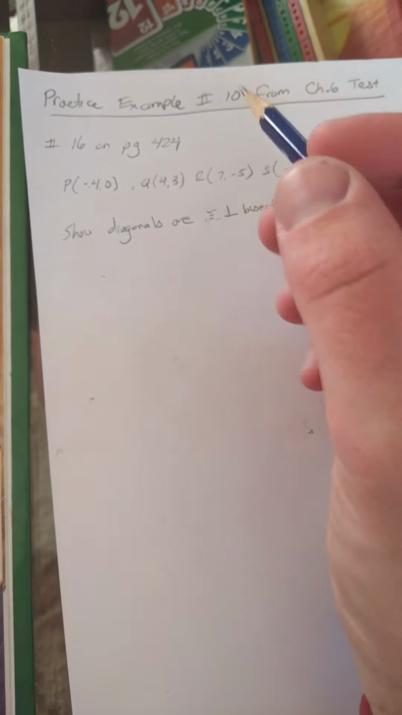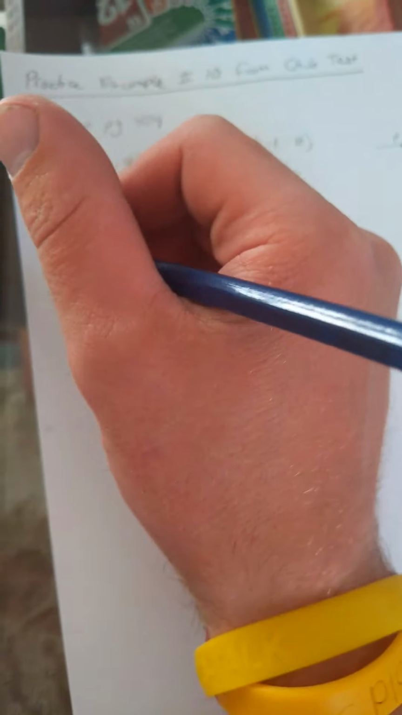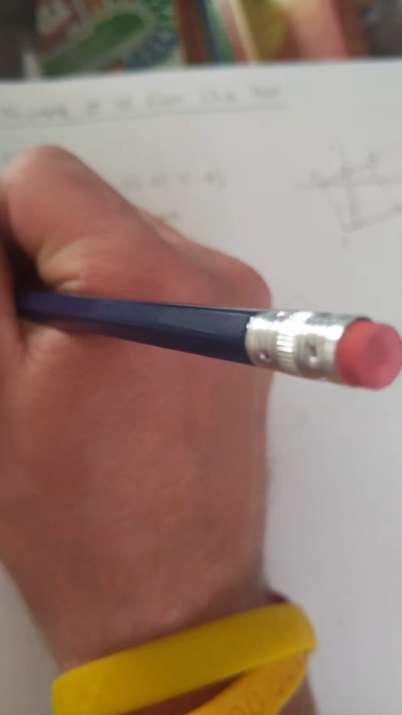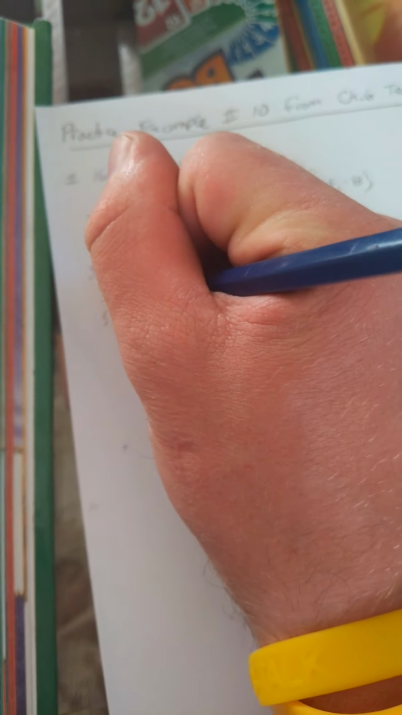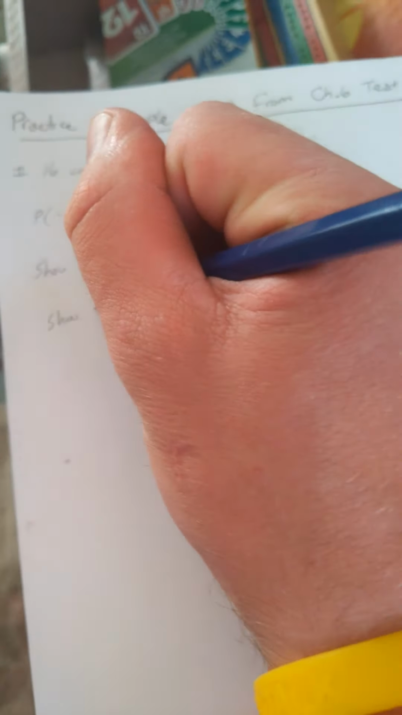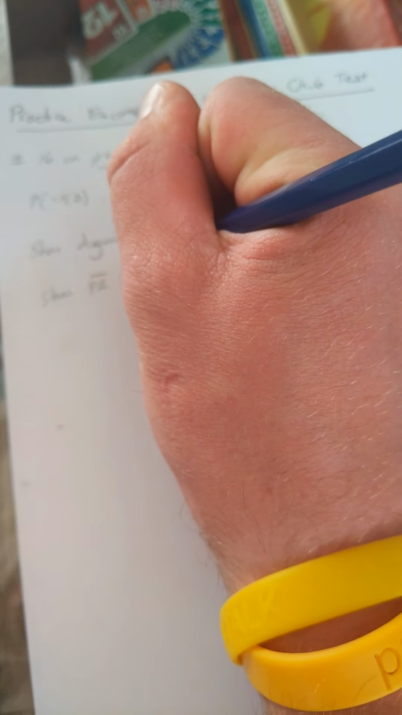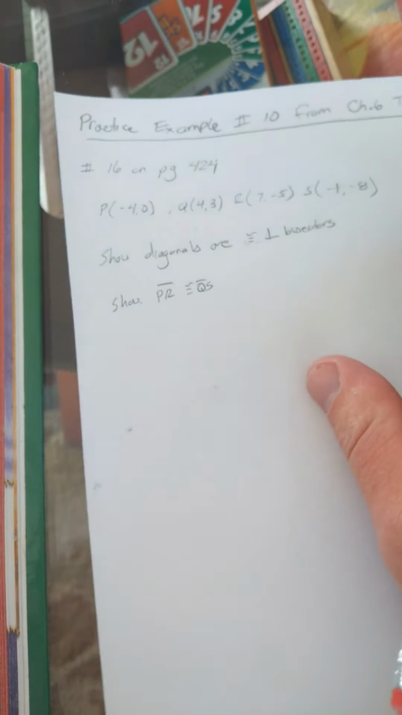So here's another one. Let's start out with showing that they are congruent to each other. These are the diagonals. We're going to show PR is congruent to QS. So this is going to be the distance formula.